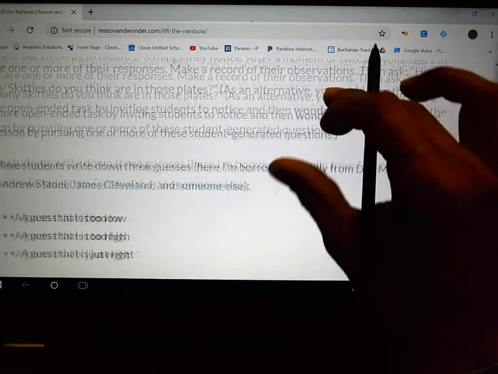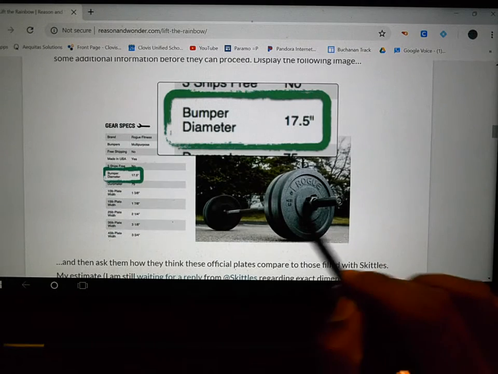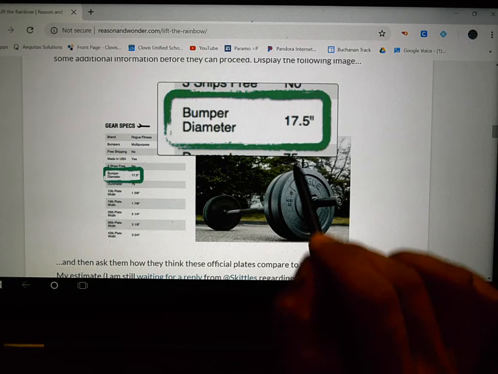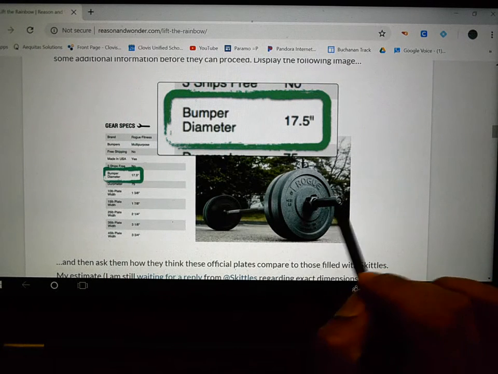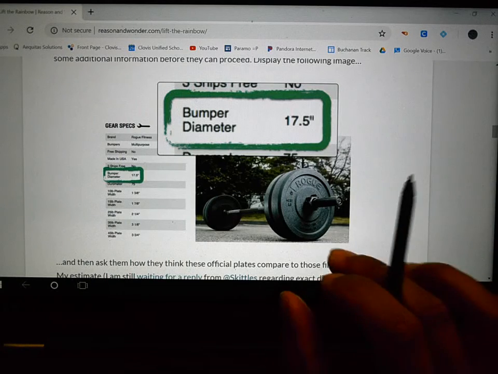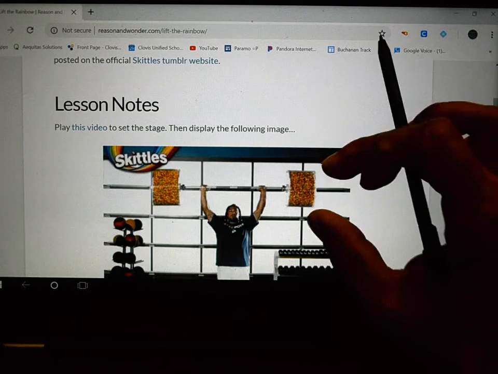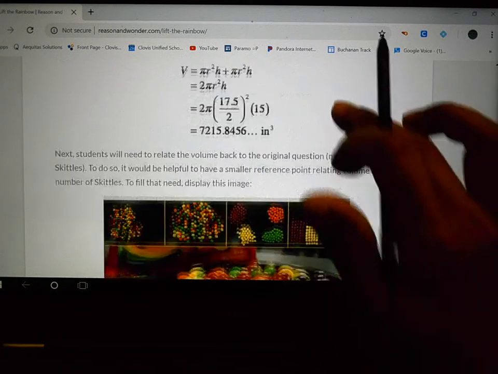Things that you're going to need to know. You're going to need to know how far apart. If you used a regular standard plate, it's 17.5 inch diameter. That's a normal size plate. That's exactly the same thing they built these things out of. They want the same size plate as what you're normally used to. We're going to use that.